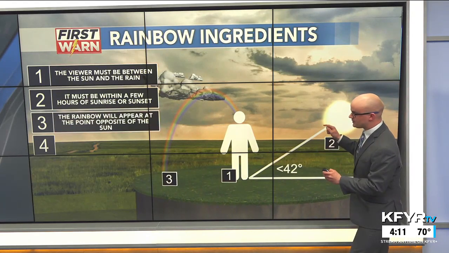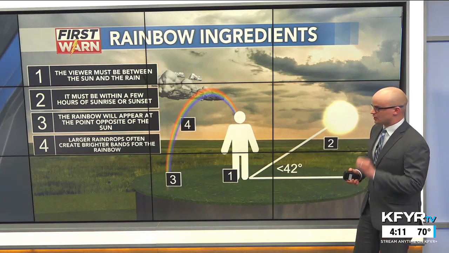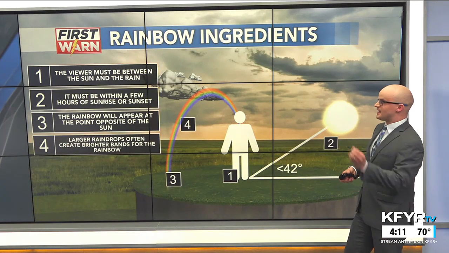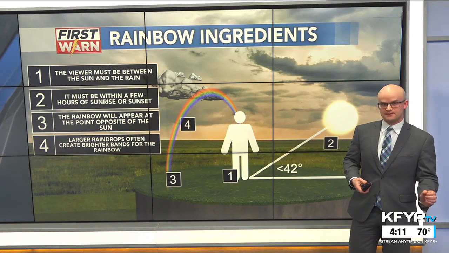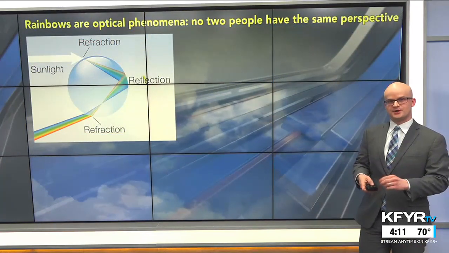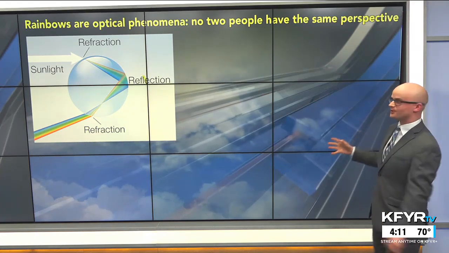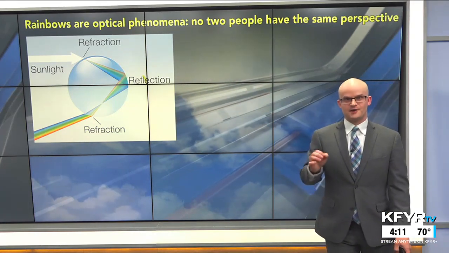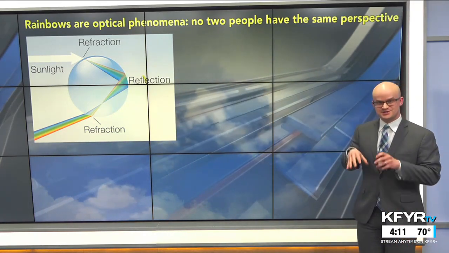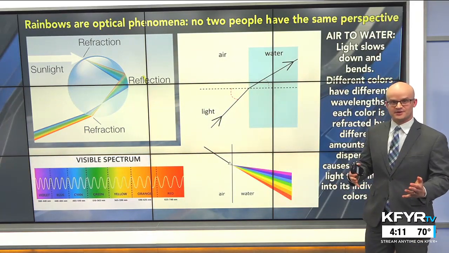The rainbow will appear at the point opposite the sun to us, and the larger the raindrops are, that creates brighter rainbows. So the size of the raindrops matters, and the larger the raindrops are, we can see a more vibrant rainbow. So it's an optical phenomenon. No two people have the same perspective of a rainbow. So it's very unique to your exact viewing perspective, the type of rainbow that you see.